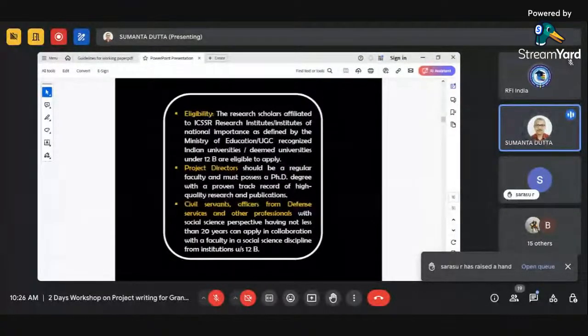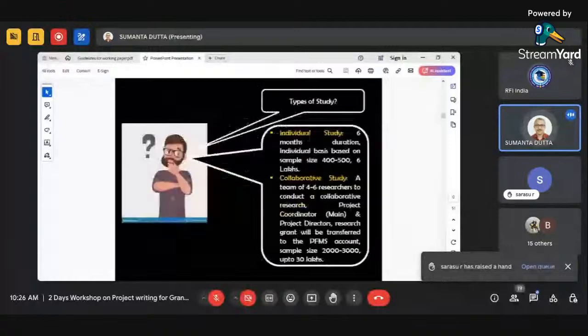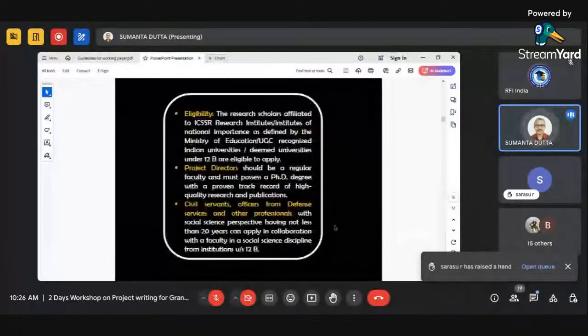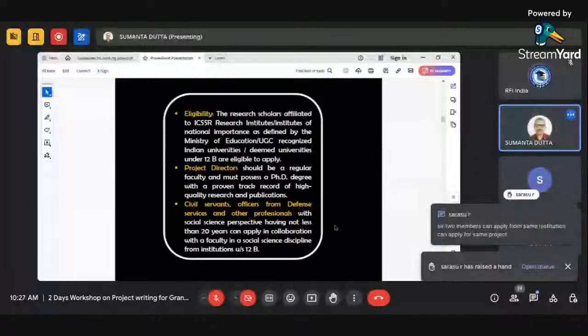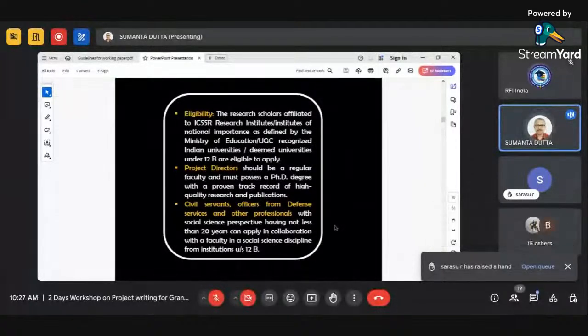Now, there are two parts to it, as I already mentioned: one is project coordinator, one is called project director. To become eligible as a project director, you must be a regular faculty, not an ad hoc faculty or a part-time person associated with this institution. And you must definitely possess a PhD degree, with a good number of publications. Then only the ICSSR will review it and consider your name as a project director.